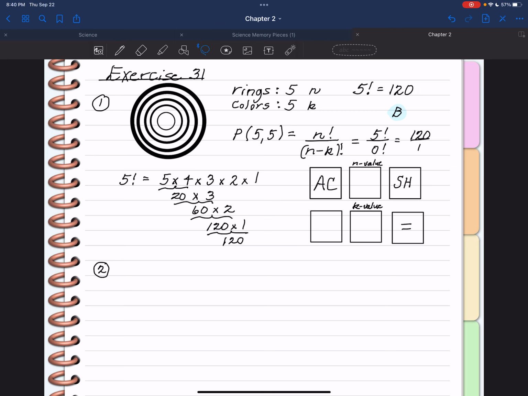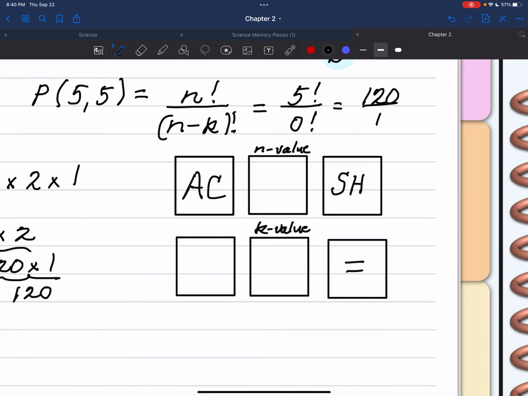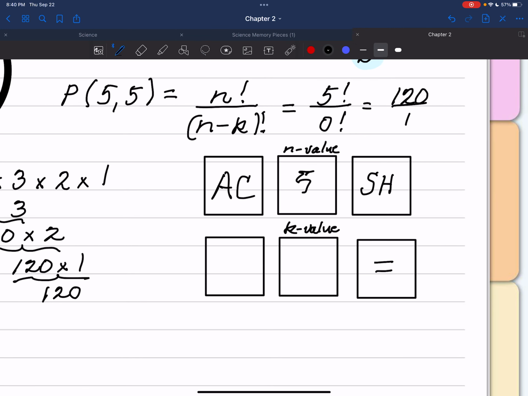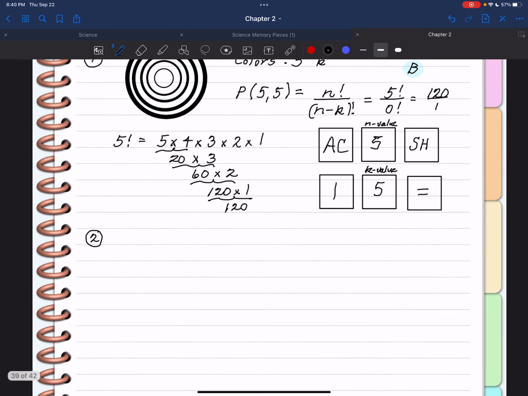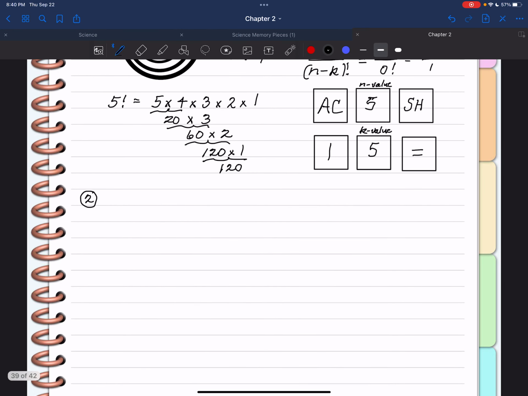So let me copy that again. Okay, to do this one on the calculator, you would put in the N value of 5. You're doing a permutation, so this is shift 1. And your K value is also 5. Let me just check that. 5 shift 1, 5 equals 120. So that's yet another way to get the answer. All right, number 2.